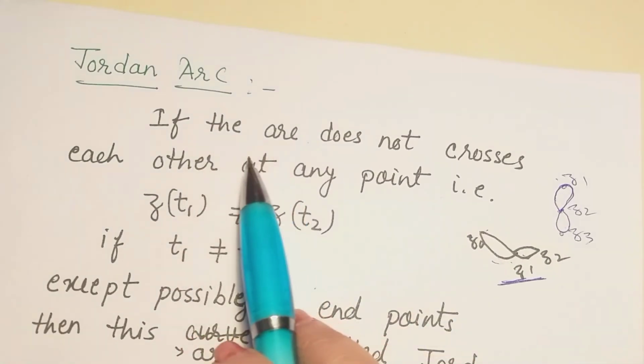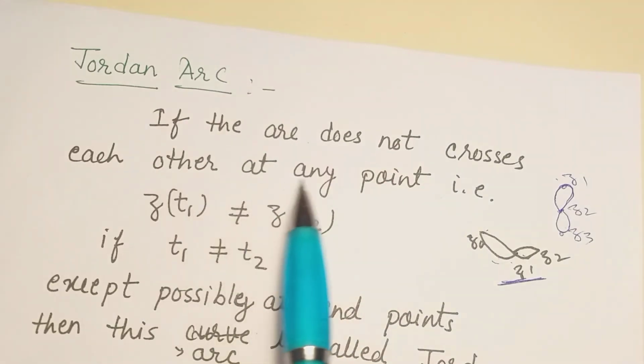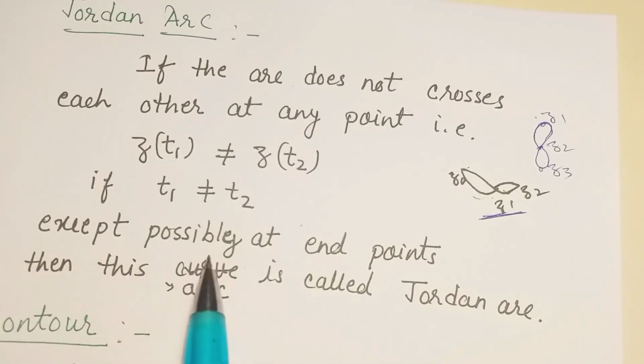If the arc does not cross itself at any point except possibly at endpoints. Why are we taking except possibly at endpoints? Because if the arc is closed, then the initial and end points will coincide with each other. That's why we are saying except possibly at endpoints. Then this arc is called a Jordan arc.